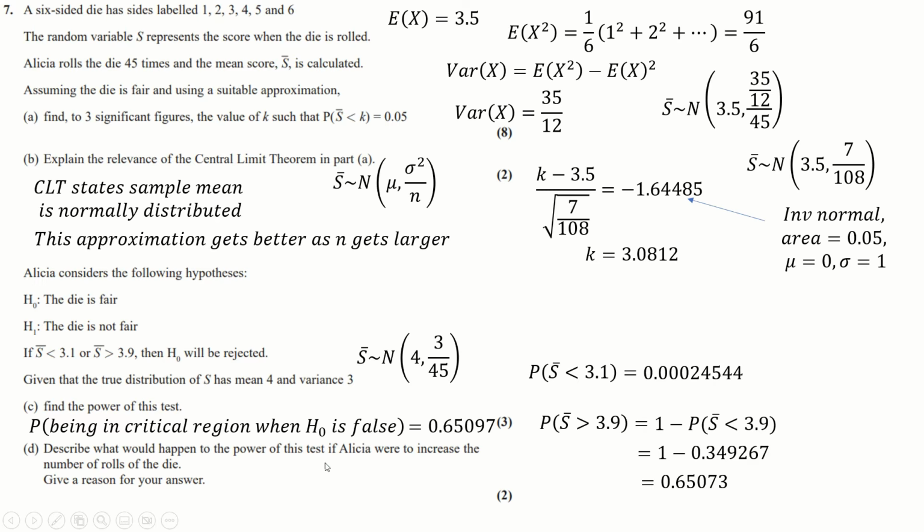Describe what would happen to the power if Alicia were to increase the number of rolls of the die. This is a very standard result. The power gets better the more you do it. And the reason for that is if you increase the number of rolls, the variance will go down. Yes, a decrease in variance as n goes up, as the number of times you do it goes up. So decrease the variance. Decreasing the variance will essentially increase this probability, because this is already below the mean. So if we decrease the variance, we'll get a larger and larger amount being above 3.9.